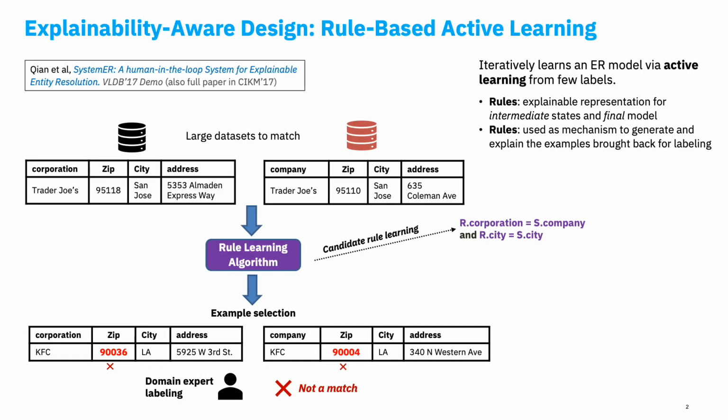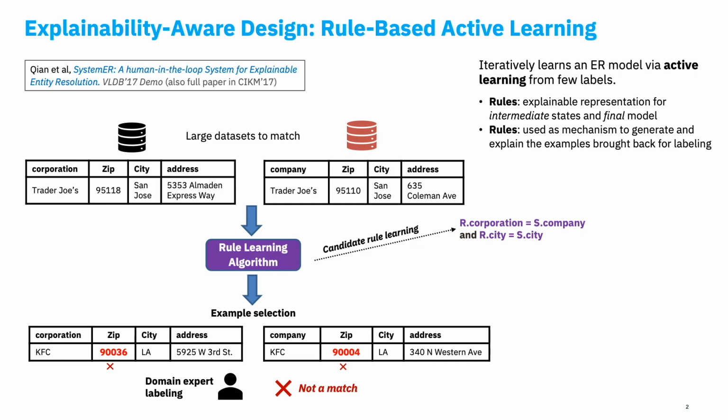Let's now move to our second example of explainability-aware system, which also performs rule induction but uses a very different design based on active learning. This is System ER, a human-in-the-loop system for explainable entity resolution. As we recall, entity resolution is the task where, given a set of pairs of records, one needs to decide for each pair whether the two records represent the same real-life entity or not. Here we are showing a case of entity resolution on entities that are companies.